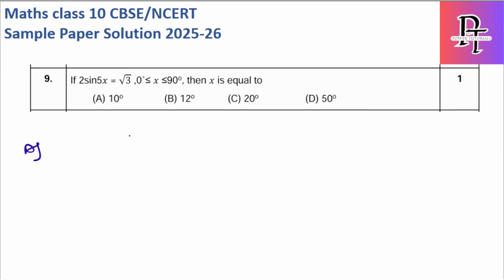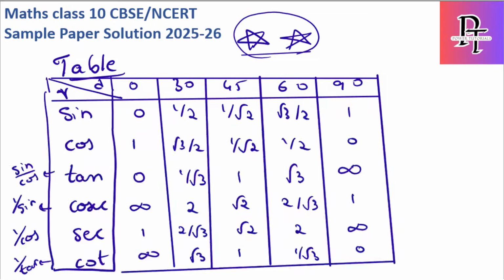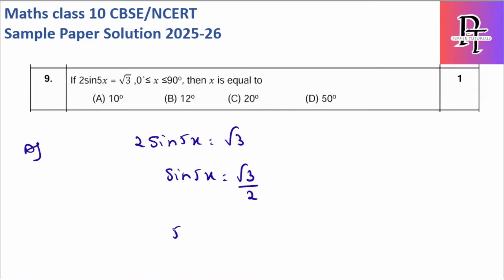2 sin 5x is equal to root 3, and they have told you x is between 0 and 90, which is nothing but the first quadrant. If I move 2 to the right side, I will get sin 5x is equal to root 3 by 2. If you remember the table which we discussed before, where is root 3 by 2 in the sine table? Here it is, at 60 degrees. Hence 5x is nothing but 60 degrees. So x is equal to 60 by 5, which is 12. So B is the right answer.